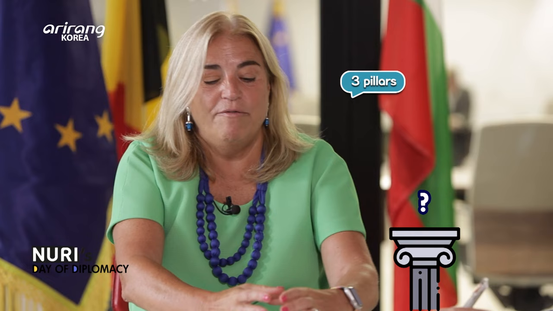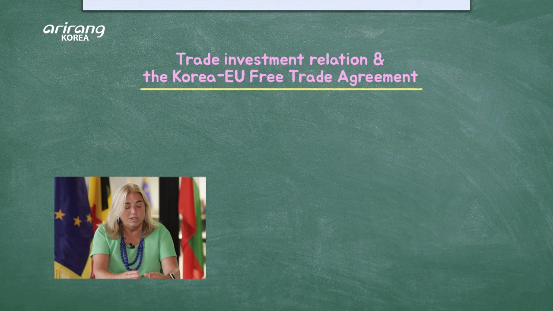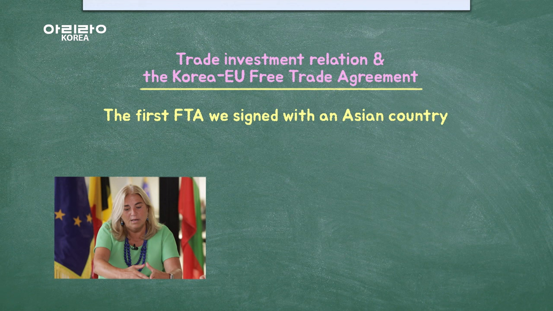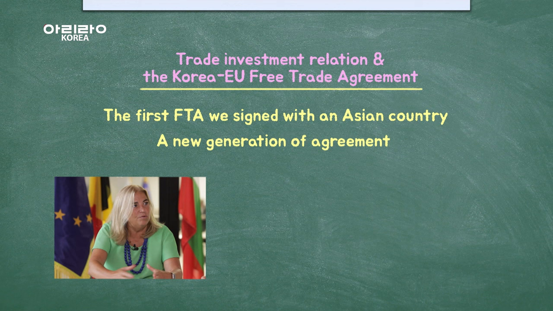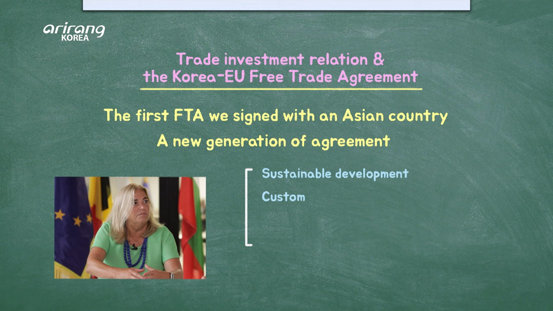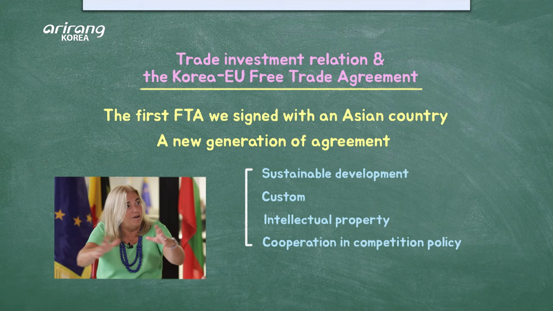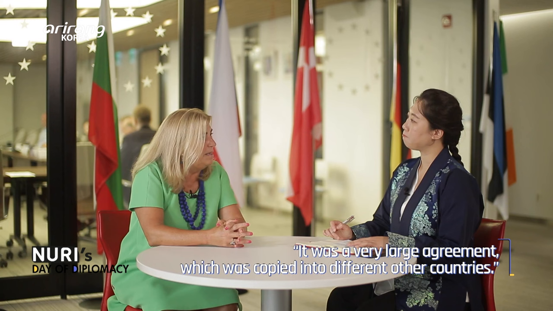Why three pillars? First, you have the trade and investment relation and the free trade agreement, which was unique at the time. It was the first one we did with Asian countries, and which was a new generation of agreements, which was not only a tariff, non-tariff barrier agreement, but also an agreement who had dispositions on sustainable development, on customs, on intellectual property, on cooperation in competition. So it was a very large agreement, which was then copied with different other countries, Singapore, Vietnam, and now with the ones that we are dealing with, Australia, New Zealand, Thailand, Philippines. So it has served as an example.